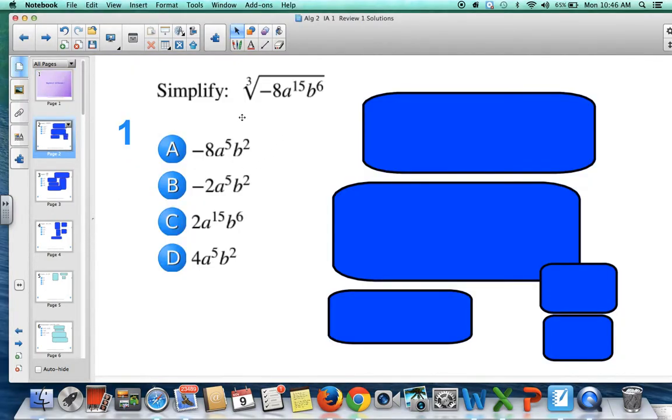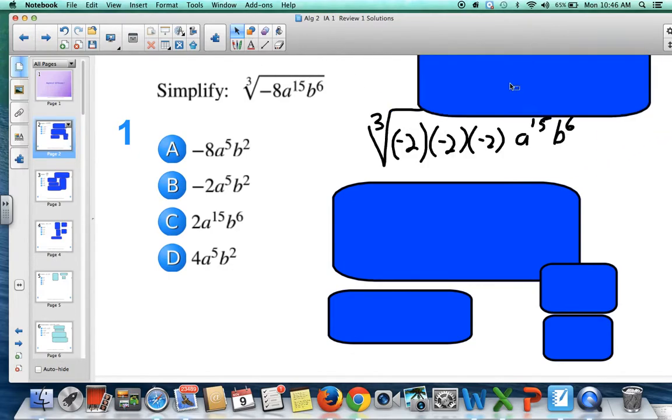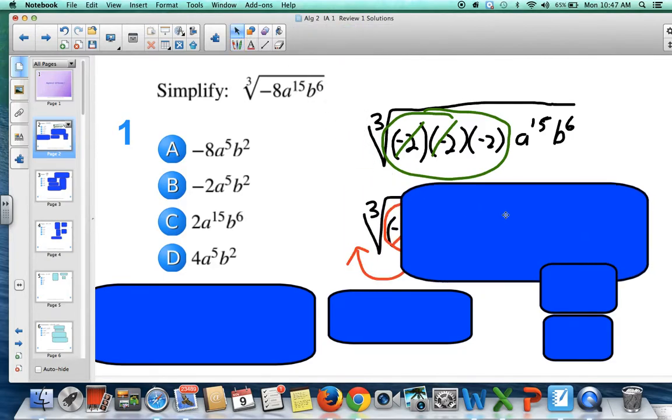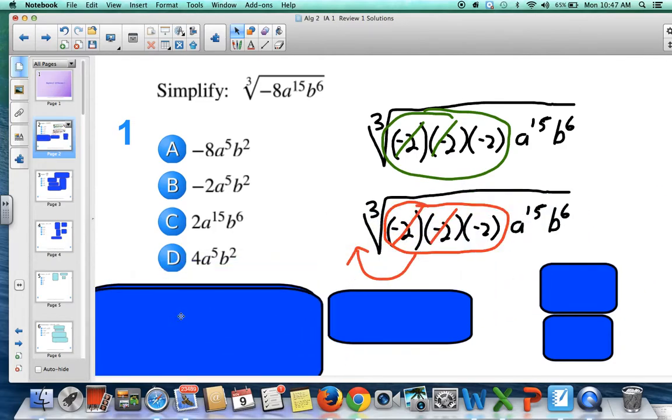Okay, this asks for the cube root of negative 8 a to the 15th b to the 6th. So there's a couple of ways to do this. What I suggest we do is first, let's see what it looks like here. So I broke down negative 8 to negative 2 times negative 2 times negative 2. And we know that when there's a cube root, I need 3 of the same thing underneath the radical sign. So these 3 come together, and 2 of them cancel out, 1 goes in front. So that's going to leave us with negative 2, well, that's what happens right here.